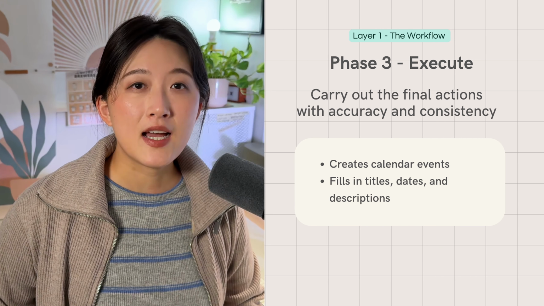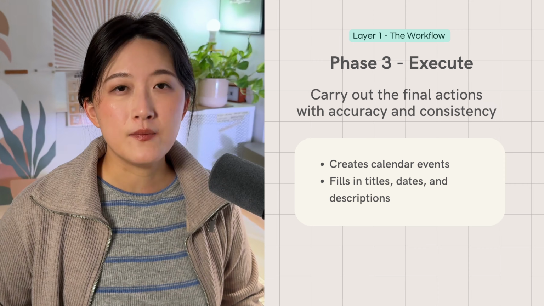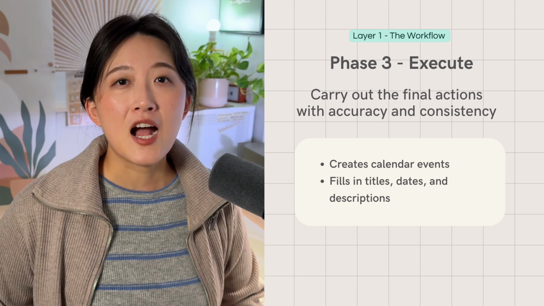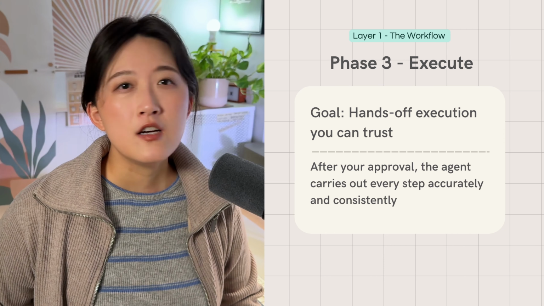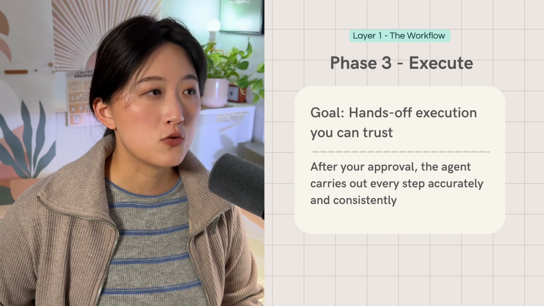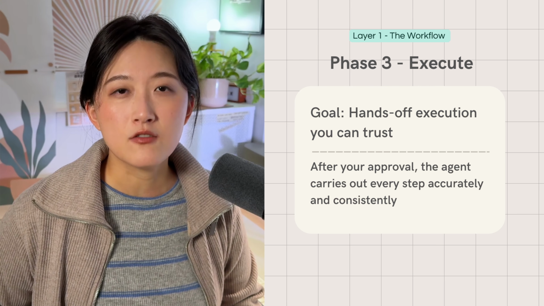In phase 3, execute, the agent takes over again. And this is the final step. After your approval, it creates the calendar events. It opens your calendar, fills in the event details, adds description, and places everything on the right date.